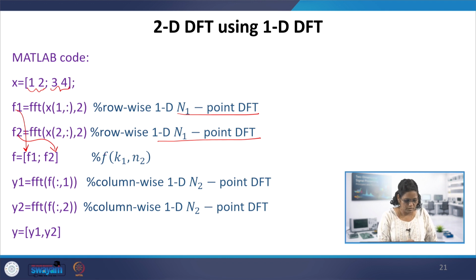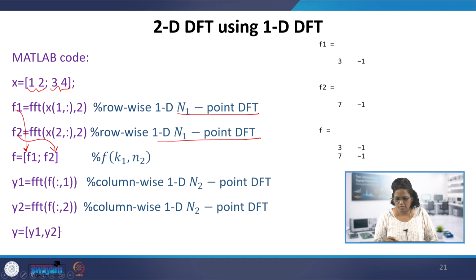After this we have to perform the column-wise computation on this, that is y1 is equal to FFT of f of colon comma 1, which refers to the first column, a 1D n2 point DFT, and y2 is FFT of f of colon comma 2, which is the second column of f of k1 comma n2. So we get these 2 columns, y1 and y2, and these 2 columns are appended, this is y.